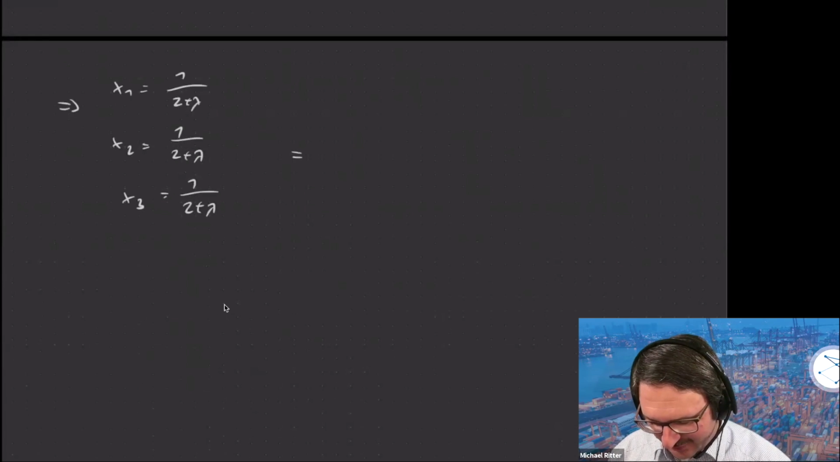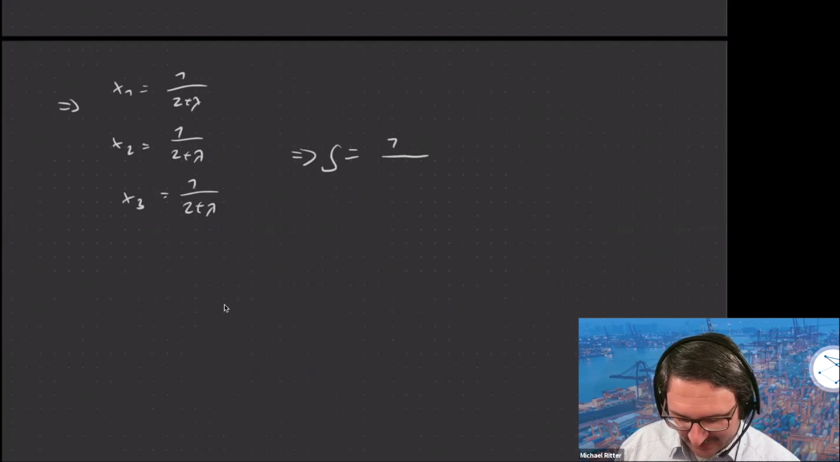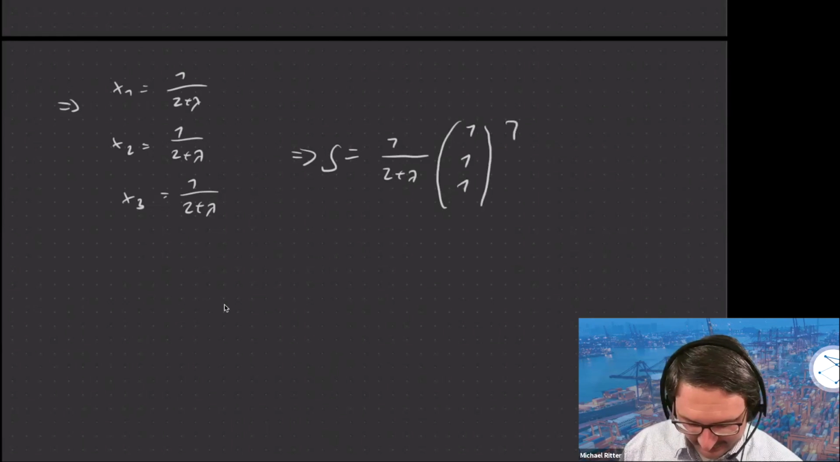So actually that seems like a nice solution. I'm pretty convinced that's right. So for the set of solutions, we can abbreviate that a little by taking out that factor 1 over 2 plus lambda. We have the same in every coordinate.